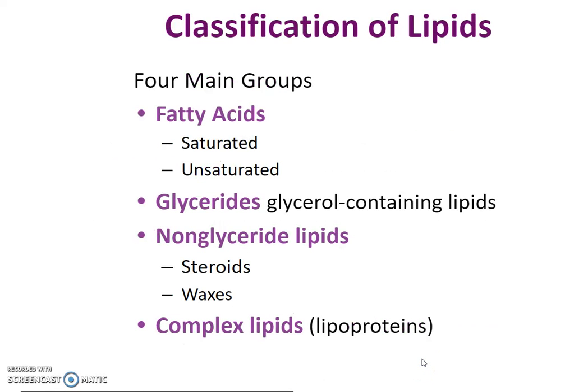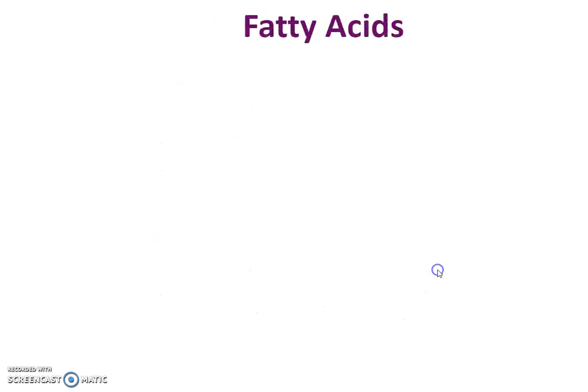So there's four main groups of lipids, classification of lipids. There's the fatty acids. They can be saturated or unsaturated. The glycerides, which are glycerol-containing lipids. We'll talk about those in a minute. The non-glyceride lipids, things like steroids and waxes. And then complex lipids, your lipoproteins. So when you think about cholesterol, these are going to be complex lipids.